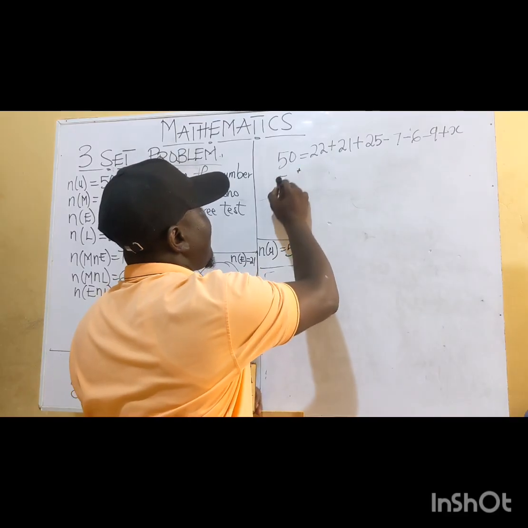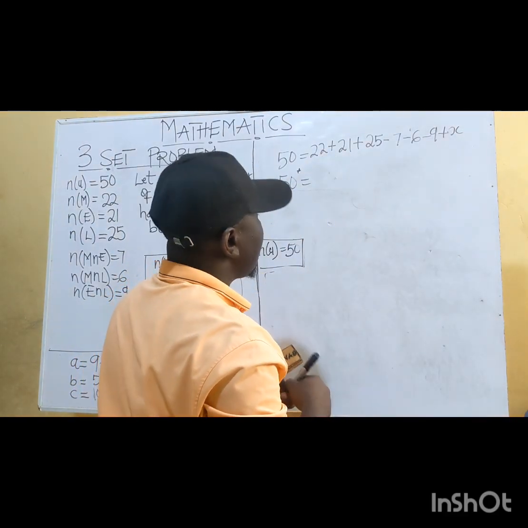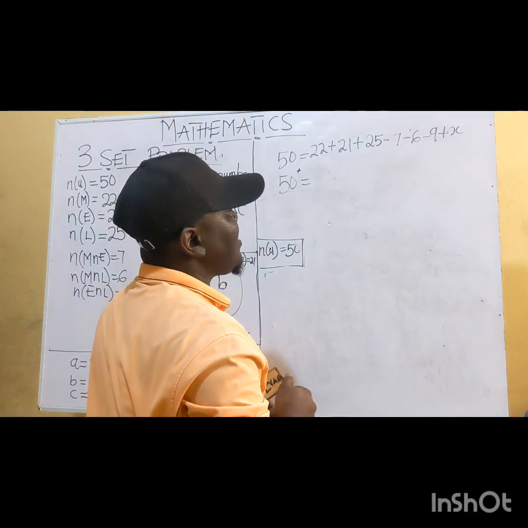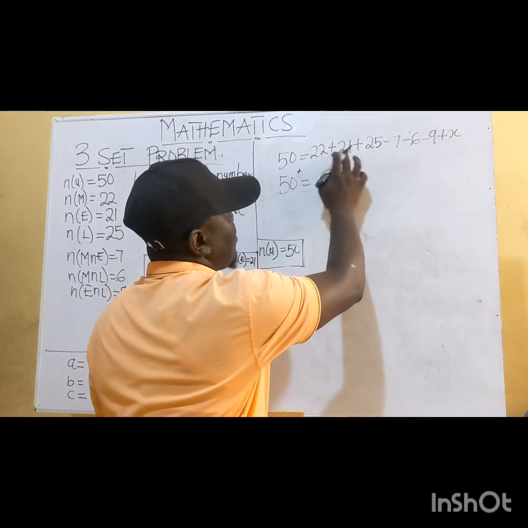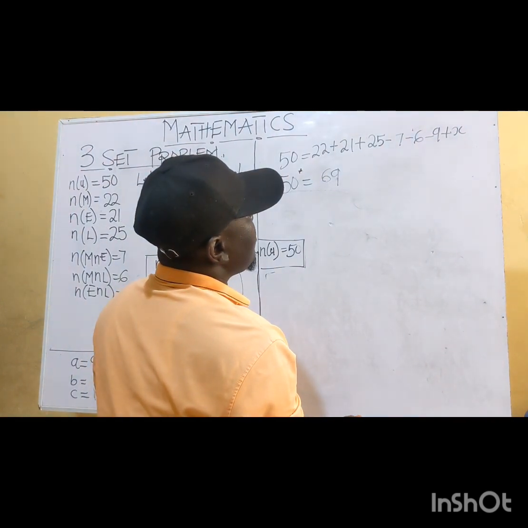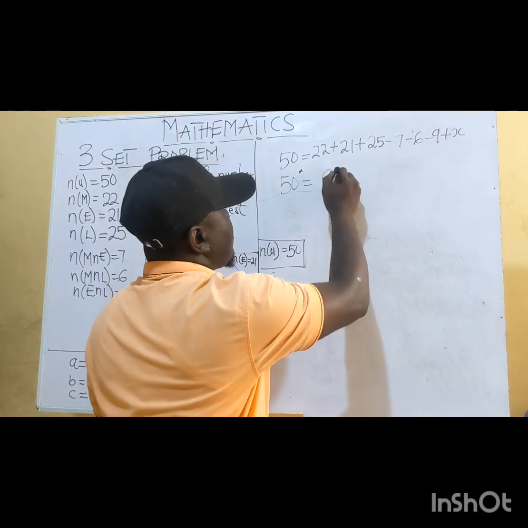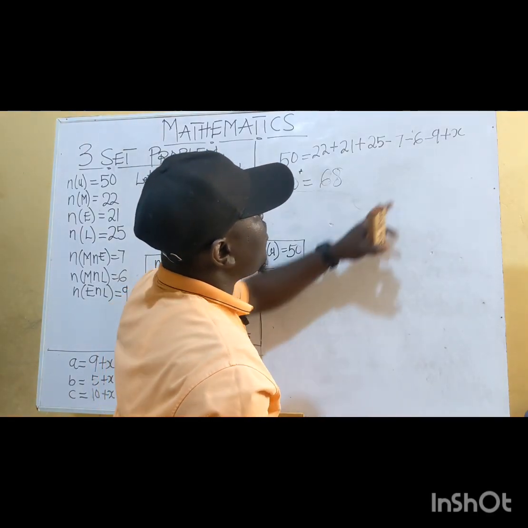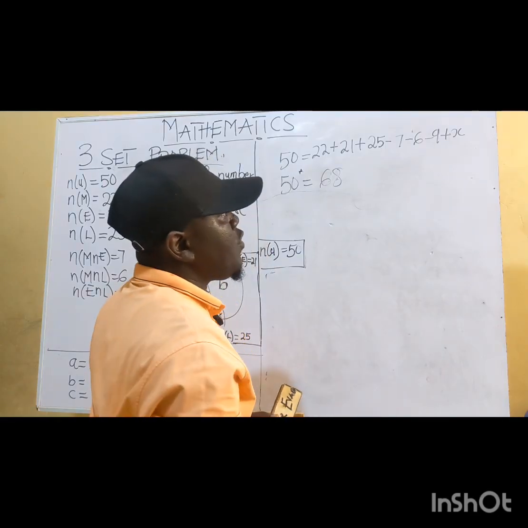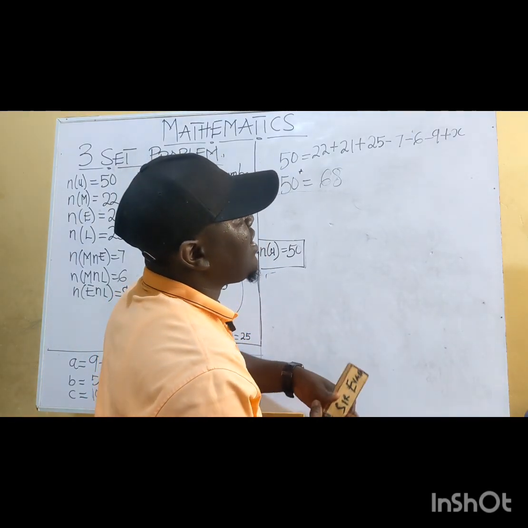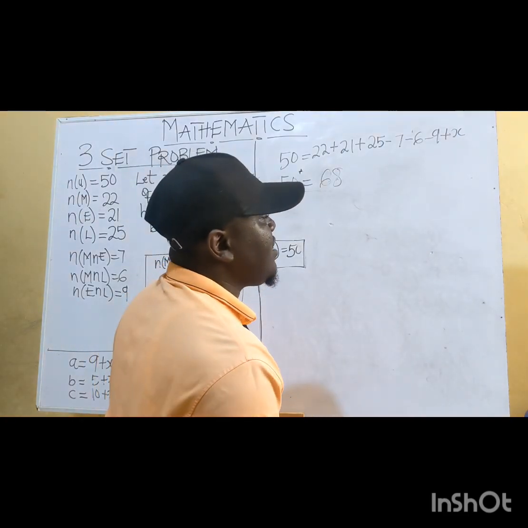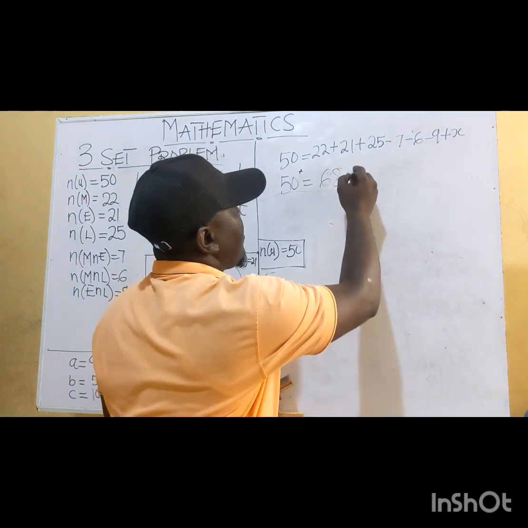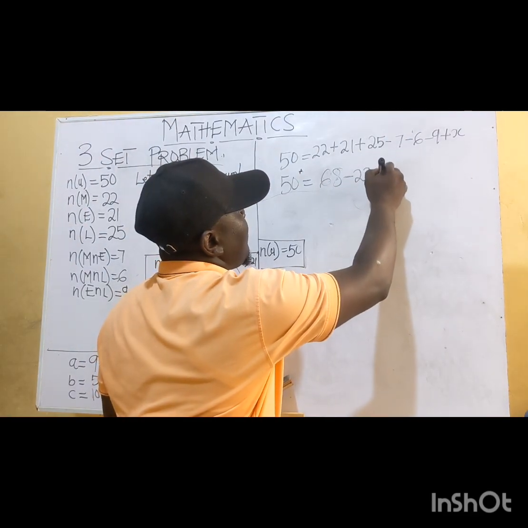So let's solve for x quickly. So we have 50 is equal to, now 22 plus 21 would give us 43, right? So 43 plus 25 would give us 68, sorry, 68. Alright, so 68. Now, negative 7, negative 6, negative 9. So we are subtracting all. So let's add all the negative numbers as well. So negative 7 minus 6 would give us negative 13. And then negative 13 minus 9 would give us negative 22. Okay, so we have minus 22 plus x.